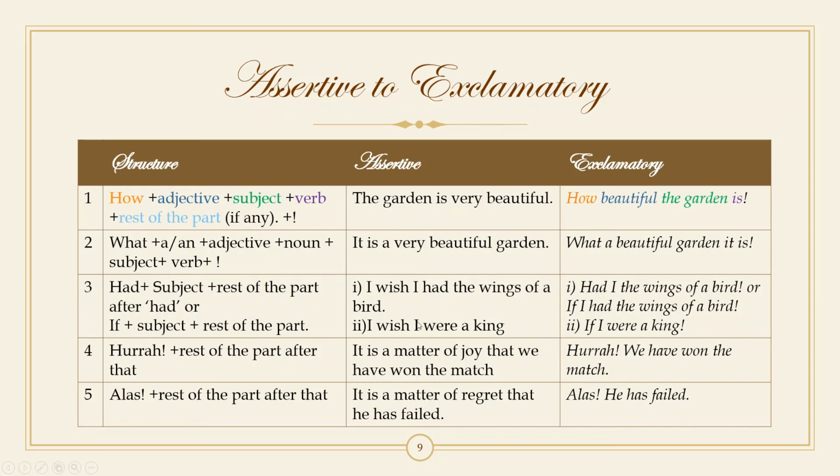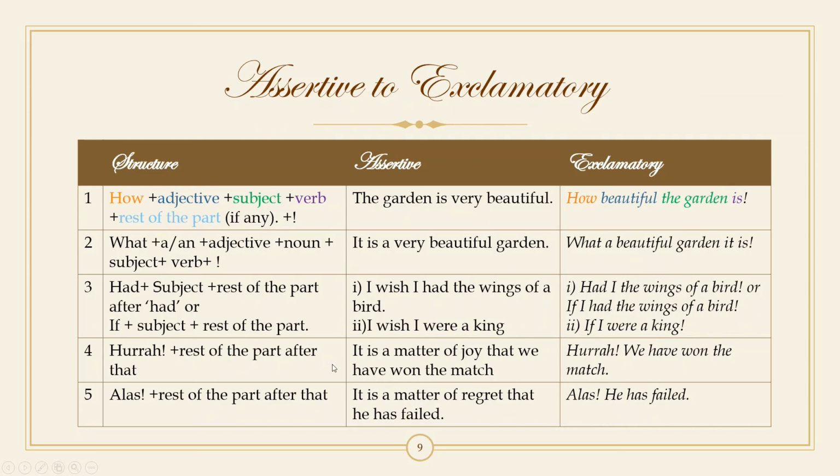In the same way, it can also be transformed into exclamatory using if: if I had the wings of a bird. That is if plus subject plus rest of the part after had. So, if I had the wings of a bird. In the same way, I wish I were a king becomes if I were a king. If plus subject, then the rest of the part.